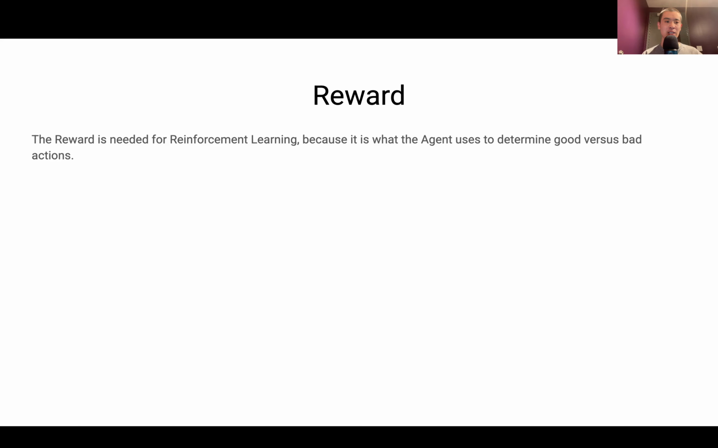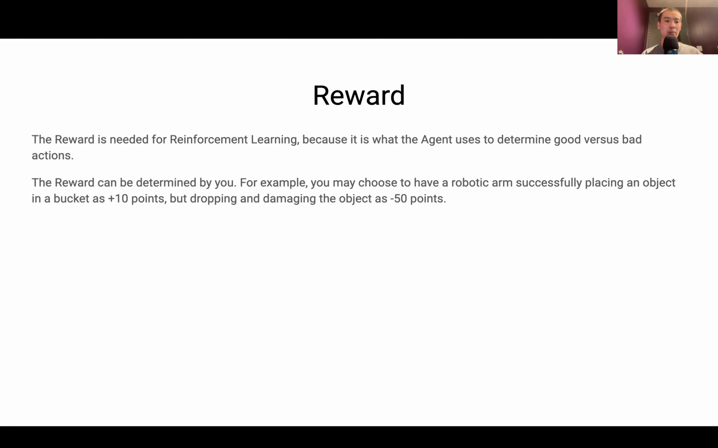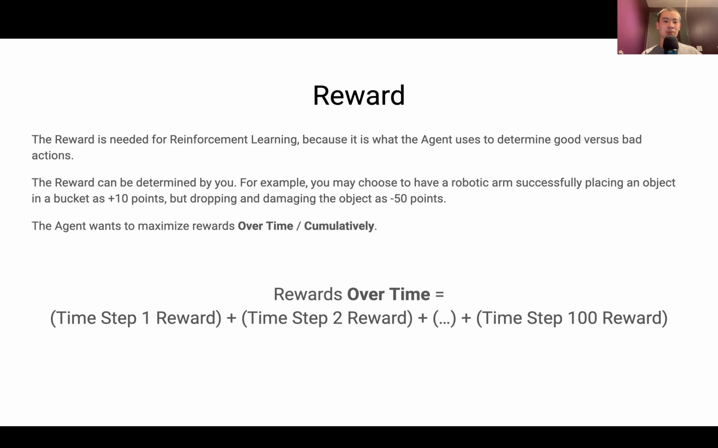Now, let's go into a bit more detail about this reward term. The reward is needed for reinforcement learning because it is what the agent uses to determine good versus bad actions. The reward can be determined by you. For example, you may choose to have a robotic arm successfully placing an object in a bucket as plus 10 points, but dropping and damaging the object as negative 50 points. You decide. The agent wants to maximize rewards over time/cumulatively.